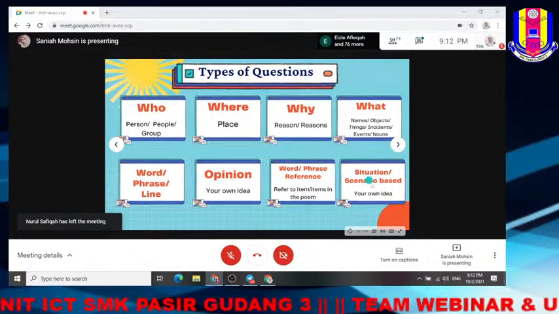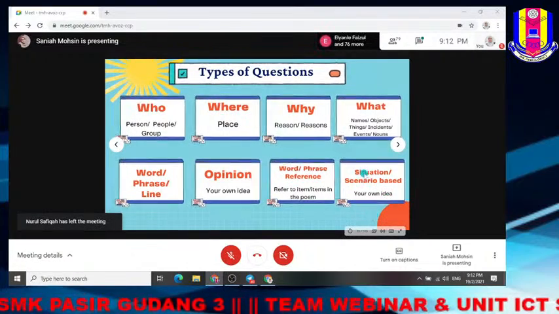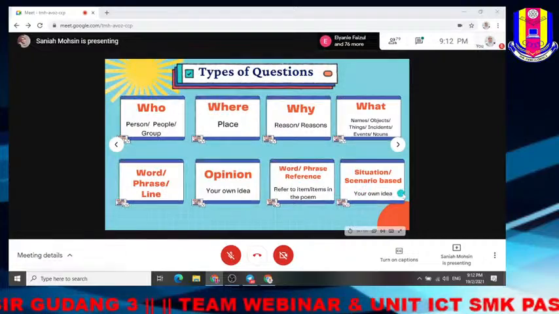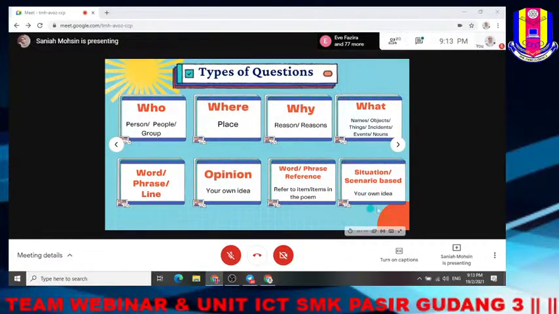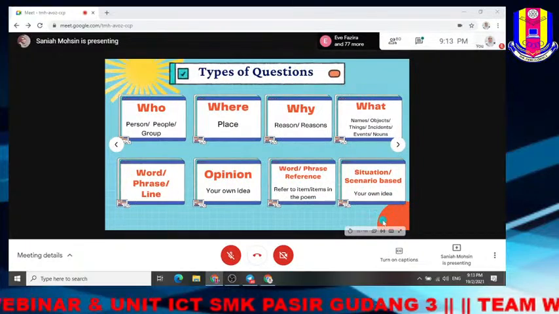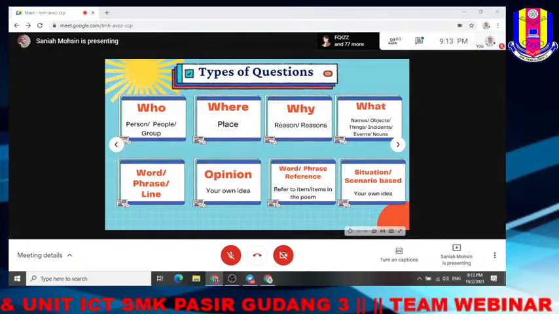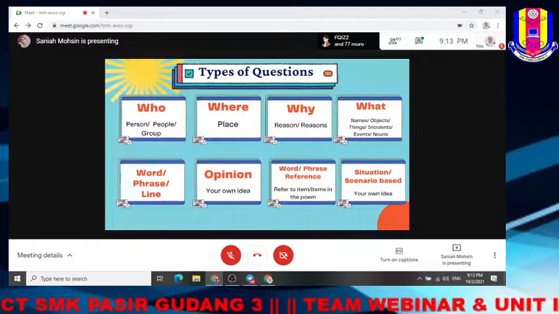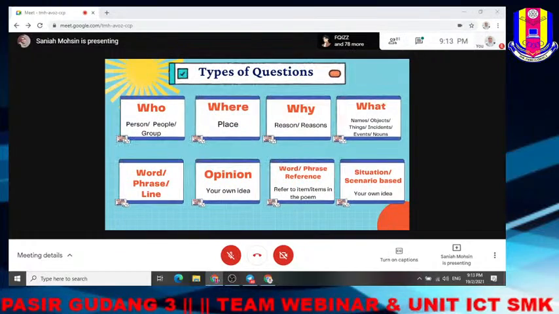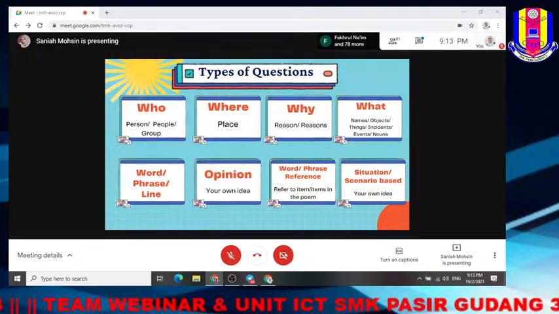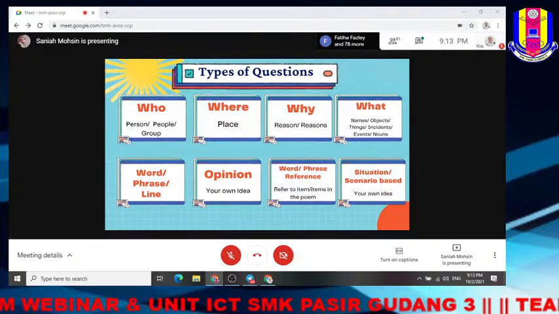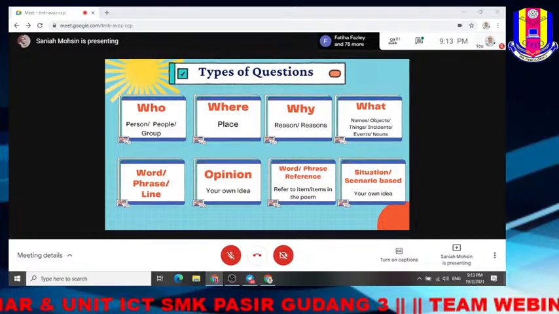Okay, the last one. We also got hot question. We got situation and scenario based. Apa maksud situation scenario ni? Kumpulan scenario ke? Bukan. Scenario based ni maksudnya they give you a situation. Dia akan cuba kamu bayangkan. Imagine you are the soldiers in a war. Macam tu. So dia suruh kamu bayangkan and they want to hear your opinions about it.